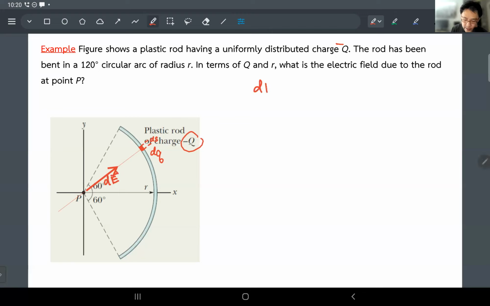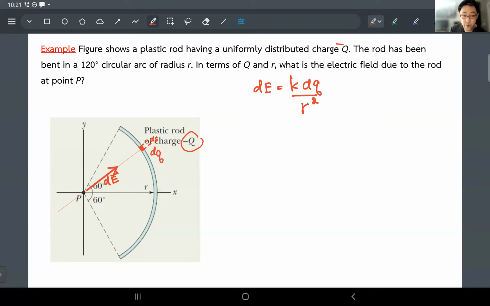Now I can write down the magnitude of that dE, even though this is a dE vector. The magnitude of dE is just going to be the k constant times the charge generating the field, which is dq, divided by the distance squared. Because this is an arc with radius R, and the point P is located at the center of curvature, the distance is just R, so it's R squared. That is the magnitude of the electric field at point P due to that tiny piece of charge dq.